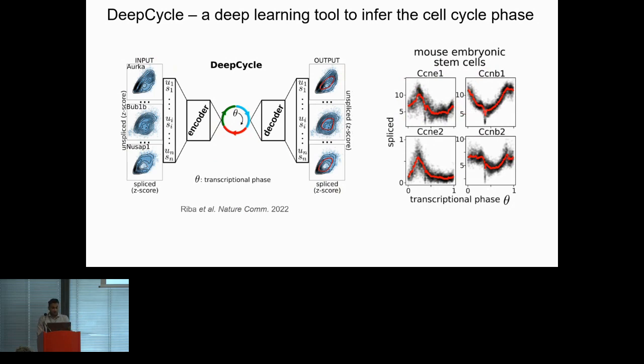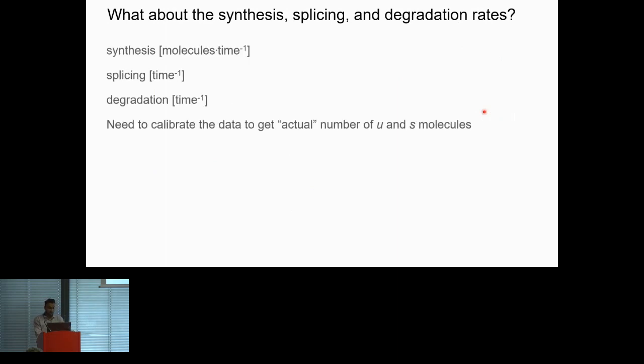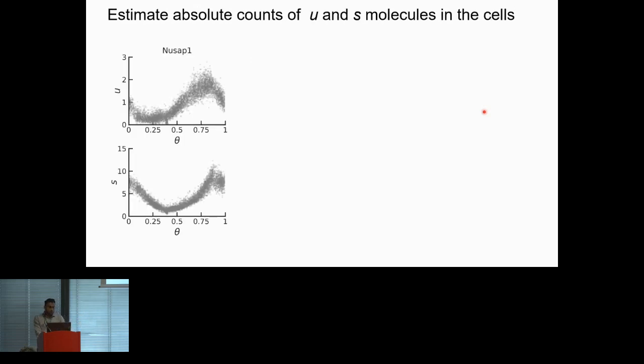Okay, so we have the expression dynamics now, but what about the rates? What about the synthesis, splicing, and degradation rates? And particularly, can we infer these in actual units of molecules per unit of time? So to do that, we need to calibrate the data because the raw data that we get is not in terms of molecules. So to estimate the absolute counts, what we did was we look at the data.